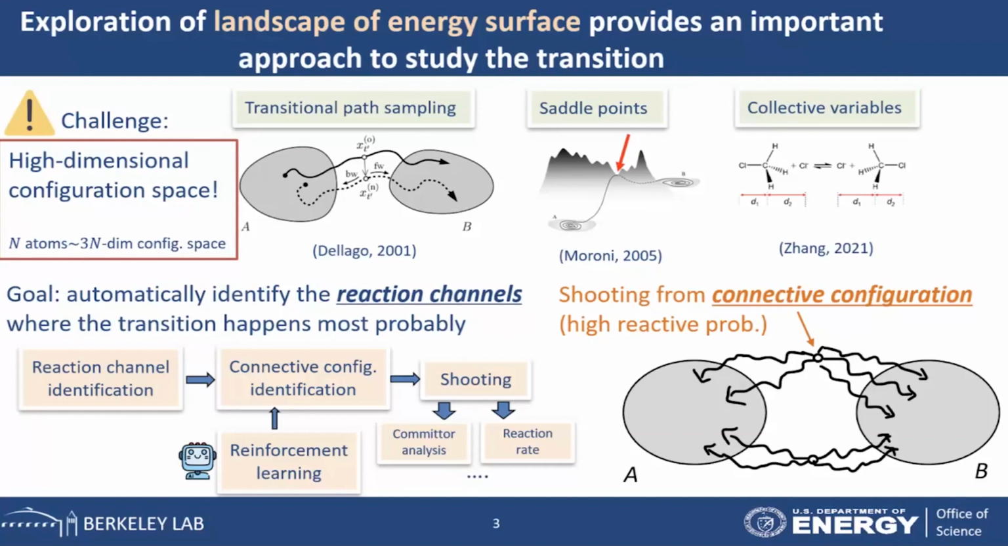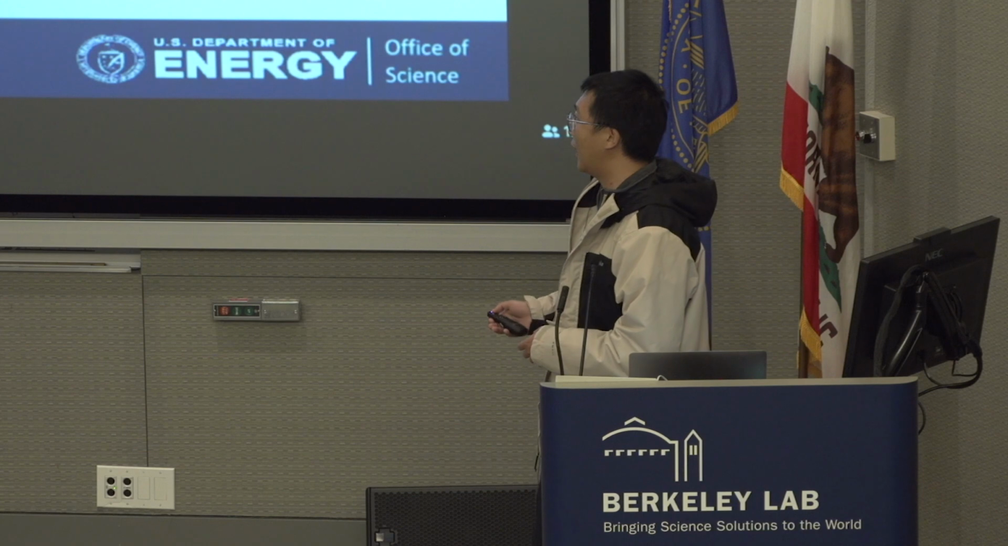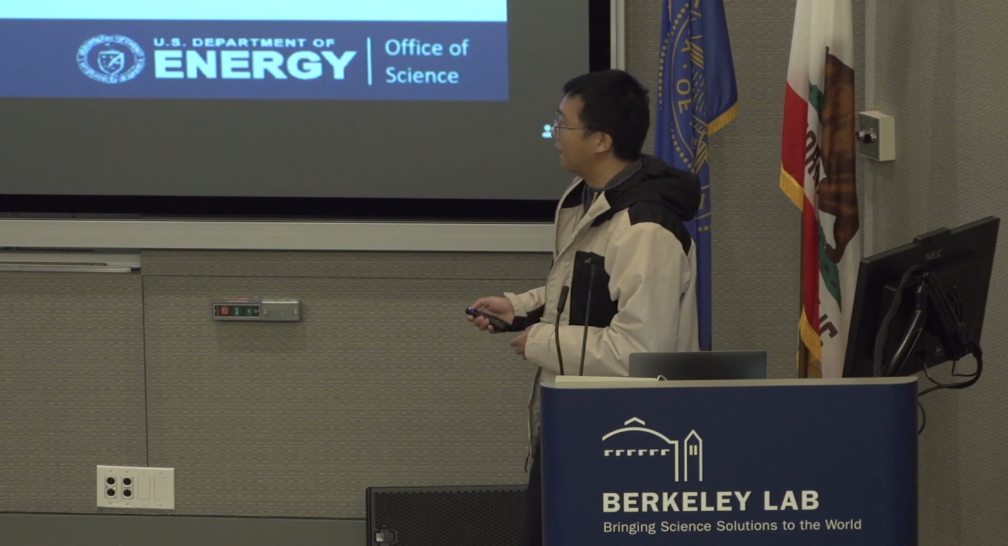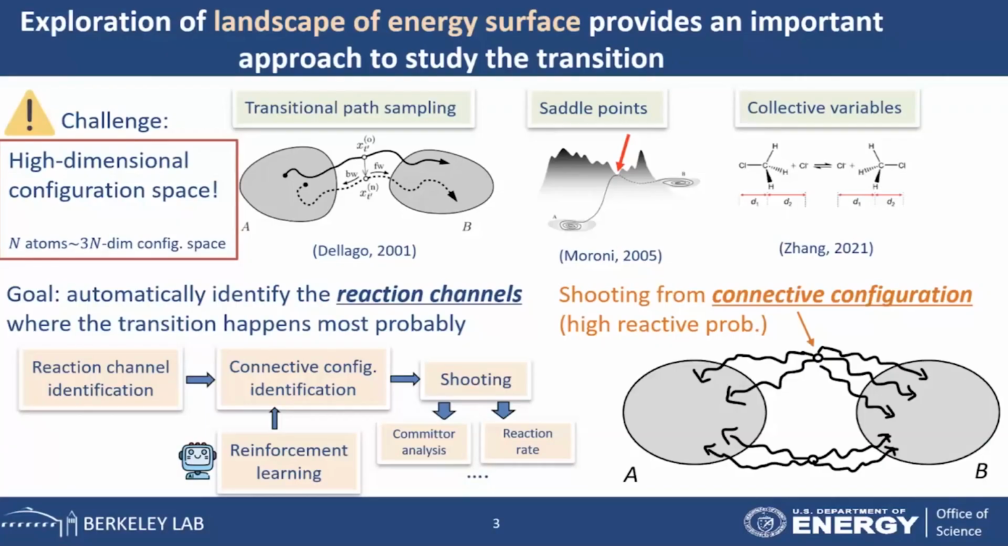Without much prior knowledge of the system, we want to develop an algorithm that can automatically identify important regions, which we call the reaction channel. The reaction channel is a region in the potential surface where the transition happens most probably. In our basic workflow, we want to find intermediate points in the transition regions called kinetic configurations. A kinetic configuration is a configuration that has a high probability of observing the transition path crossing it.